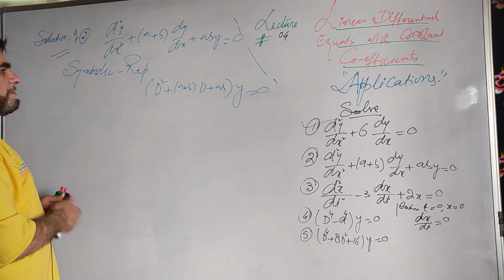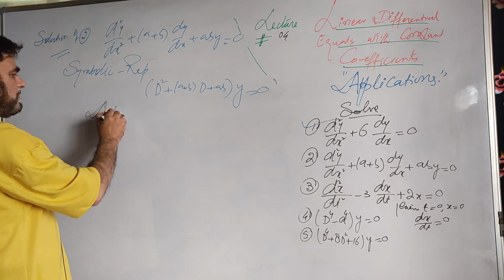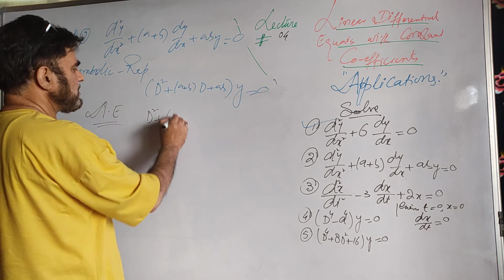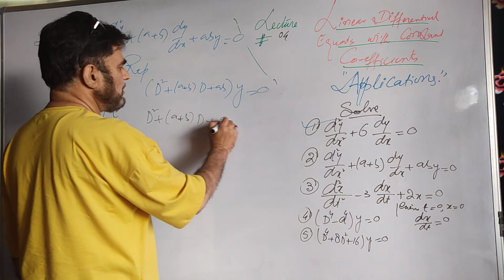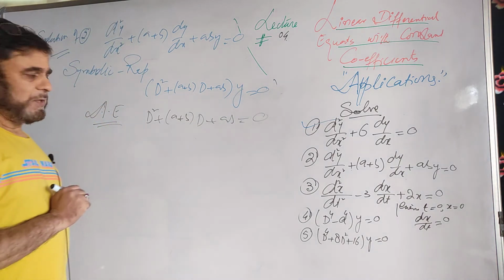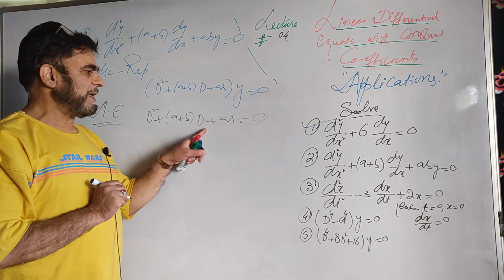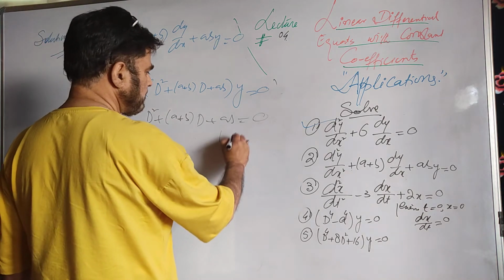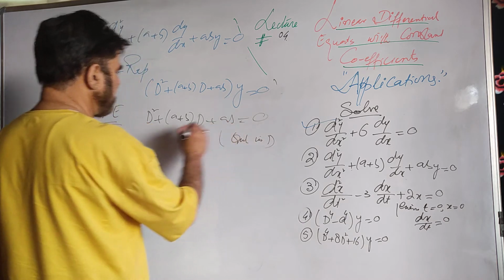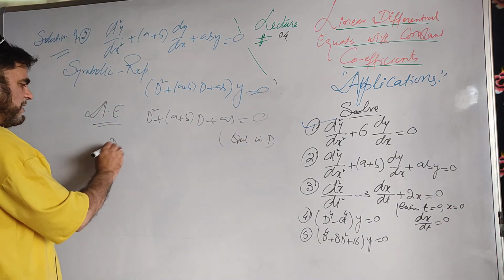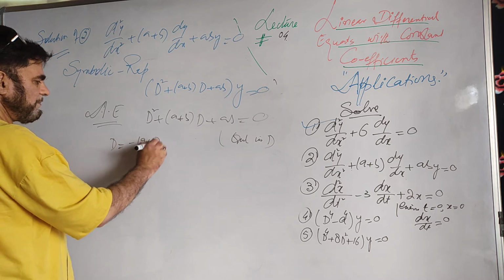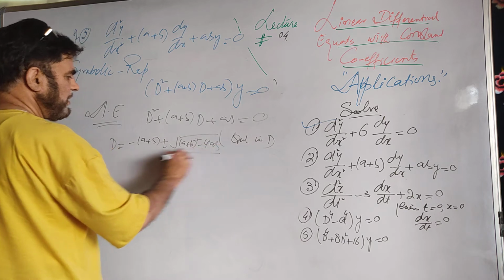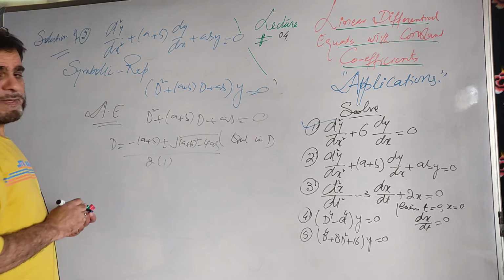What is the auxiliary equation? The auxiliary equation is D² + (a+b)D + ab = 0, or you may write m² + (a+b)m + ab = 0, no problem. Now it is quadratic in D. The better way is to write it as a quadratic formula: D = [-(a+b) ± √((a+b)² - 4ab)] / (2·1).